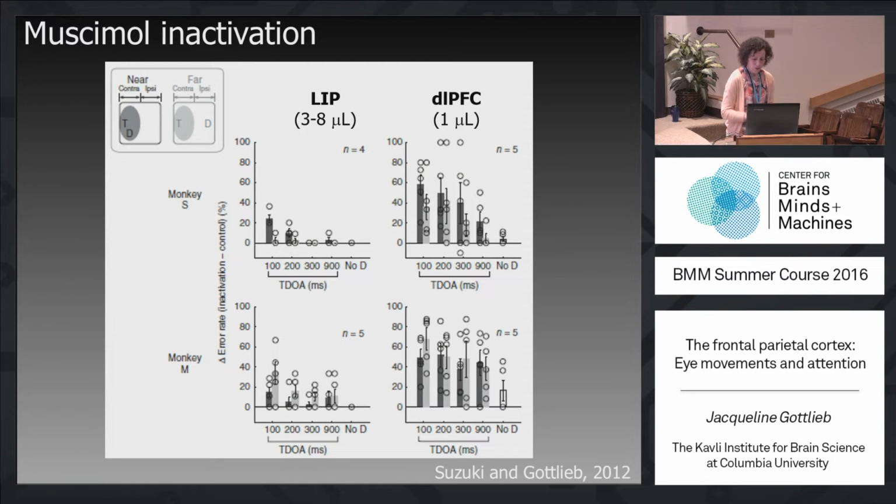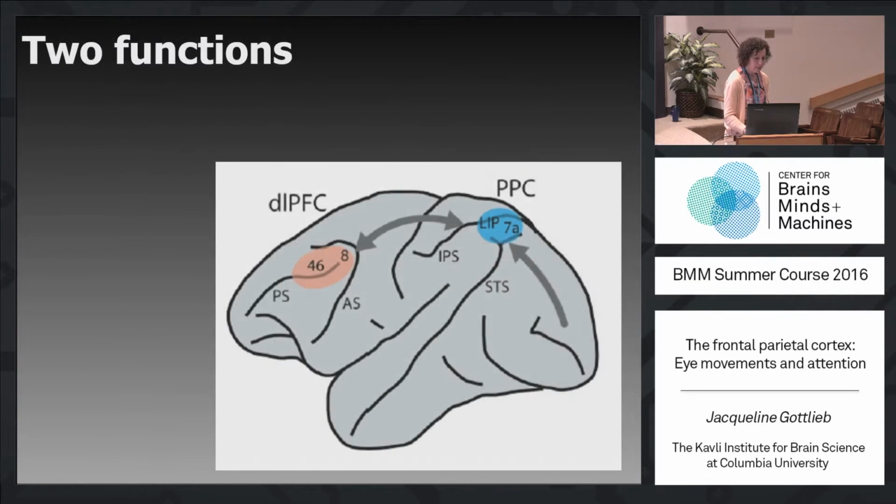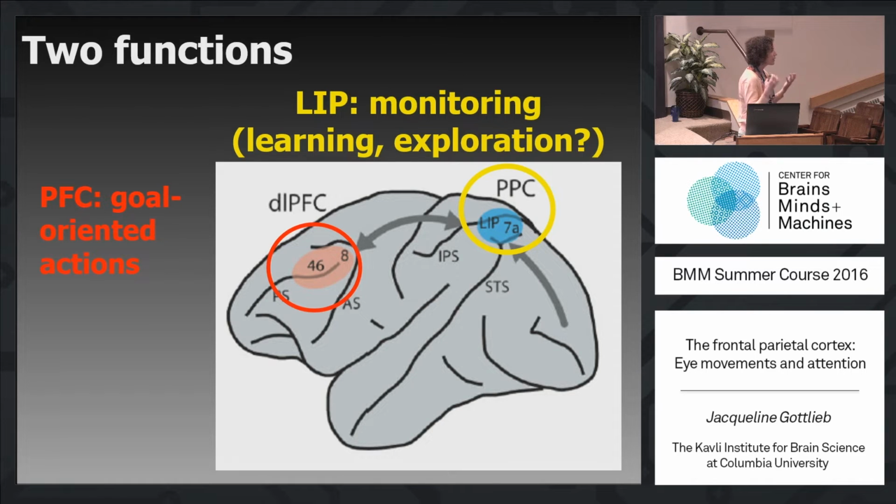So what this suggests then is that we should really be thinking of two types of selection, and these systems can function somewhat partially independently in our brain. We have a frontal system that does sort of goal-oriented action. So it tells you, what should I do? Should I make an eye movement or not? But we have a posterior system that keeps track of interesting things in our world, even if we don't act on them, right? So they're two different things.